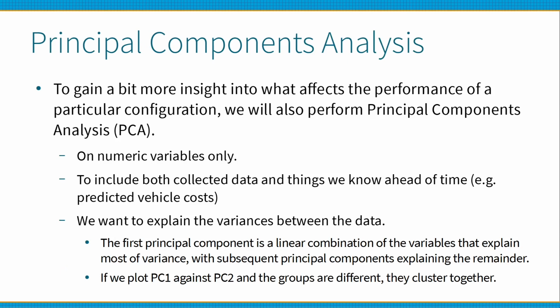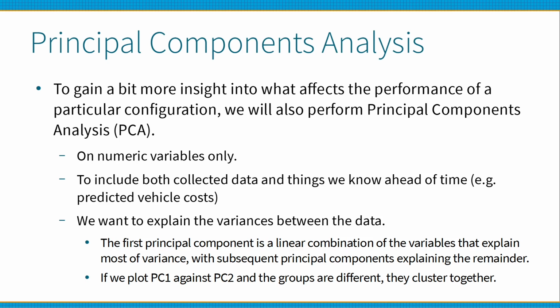And then we're also going to do something called principal components analysis. And this basically allows us to see if we can separate all of the vehicles out into groups, if mathematically, based off of the variables that we've collected, we can predict that there are differences. It's something called dimensionality reduction, and we can only do it on numeric variables. But it also includes some of the things we've measured, and things like predicted vehicle costs.